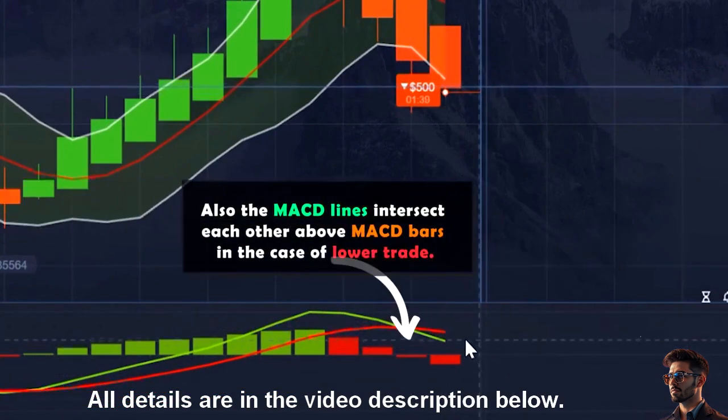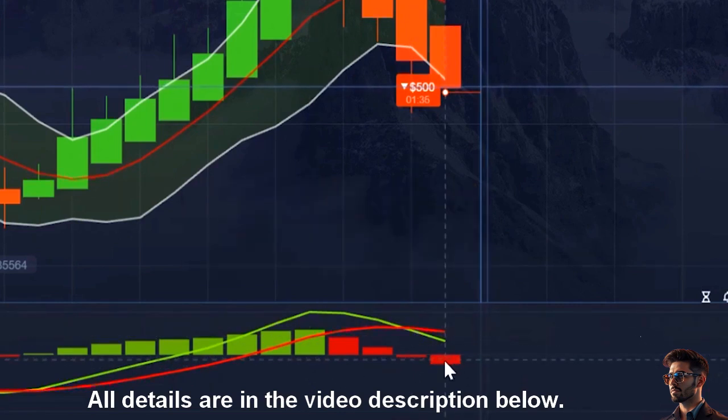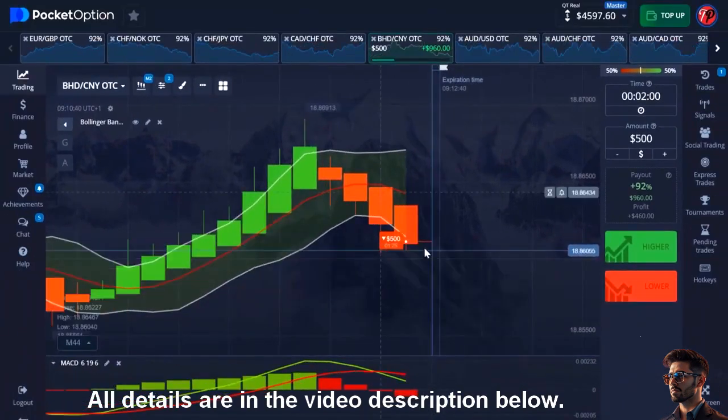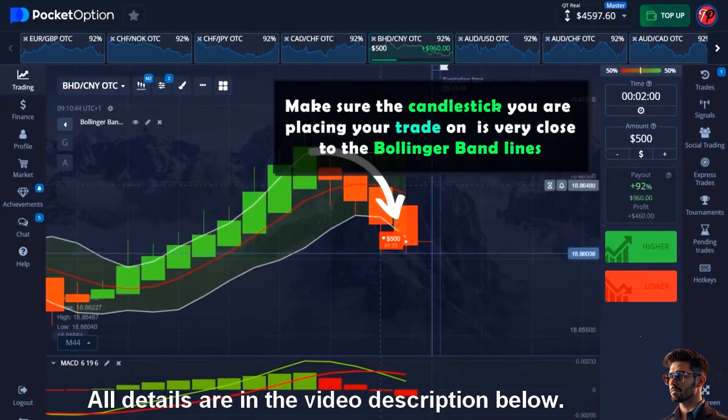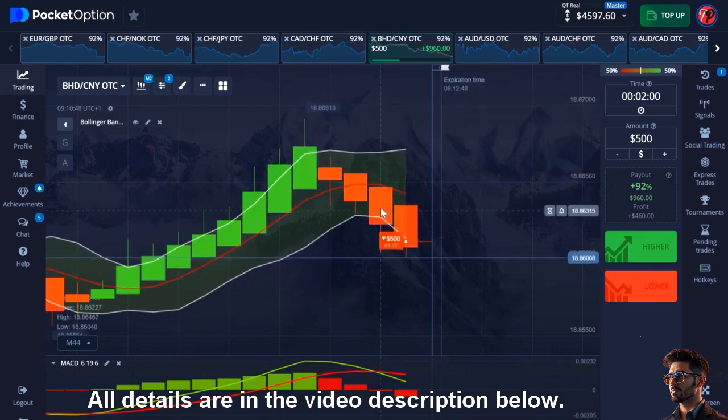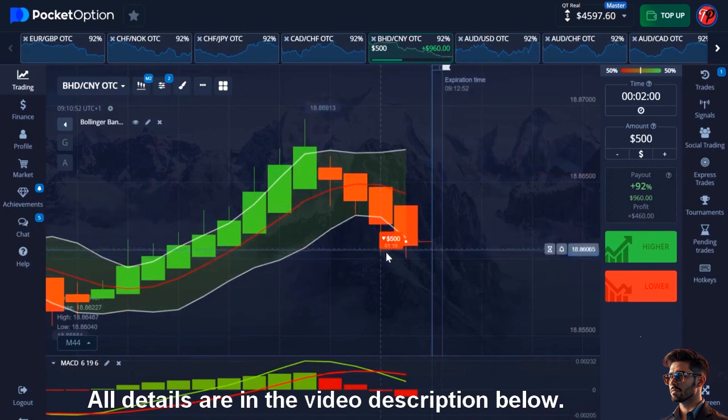Not only that, make sure that you have them above the signal bar of your MACD if you're going for a down trade. The second thing is for you to make sure that you have your candlestick very close to the down line of your Bollinger Band. I'm talking about this white line right here. Either it's very close to the line or even actually crosses the line.